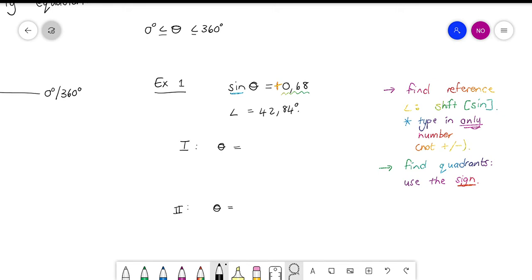In quadrant 1, we always work with an acute angle, so that comes here.